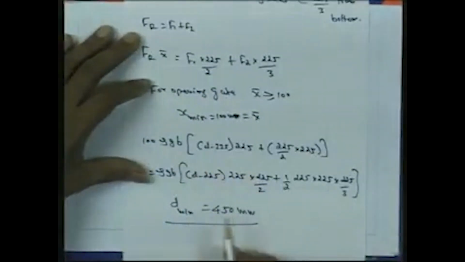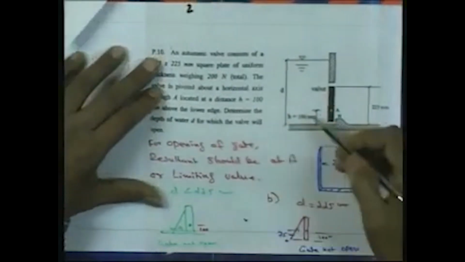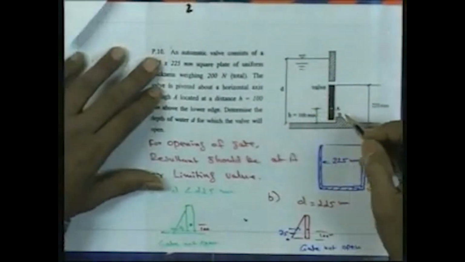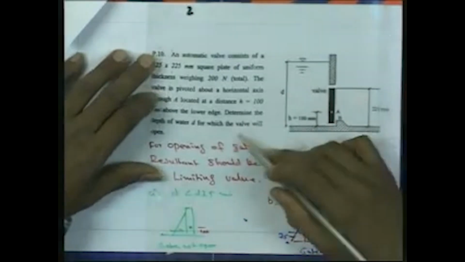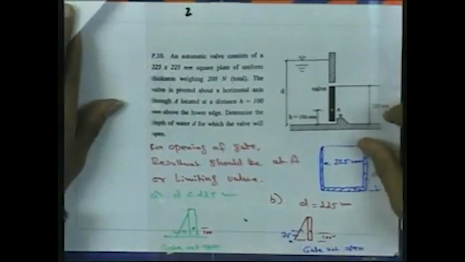Finally you will see that the d minimum, that means the minimum depth of water to open this sluice gate, will be 450 millimeter. So in that case the gate will be opening. So finally we can determine the depth of water d for which the valve will open will be 450 millimeter.